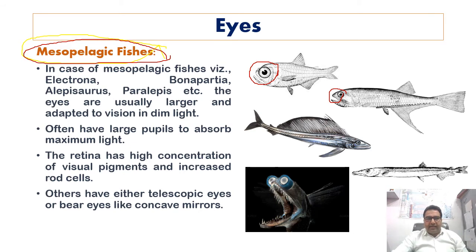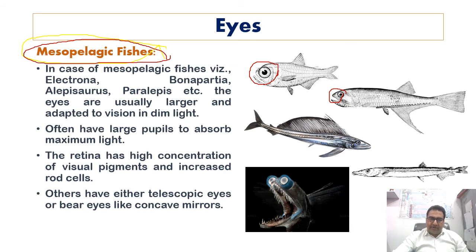And in the case of Electrona or Bonapartia, we do have the photophores, and they are adapted to see in the dim light. So that is why their eyes are a little big, because the light is there and they have to see in the dim water. Even in certain cases, their pupils are large enough to absorb the maximum light, so that they can see easily in the dark and in the dim light.